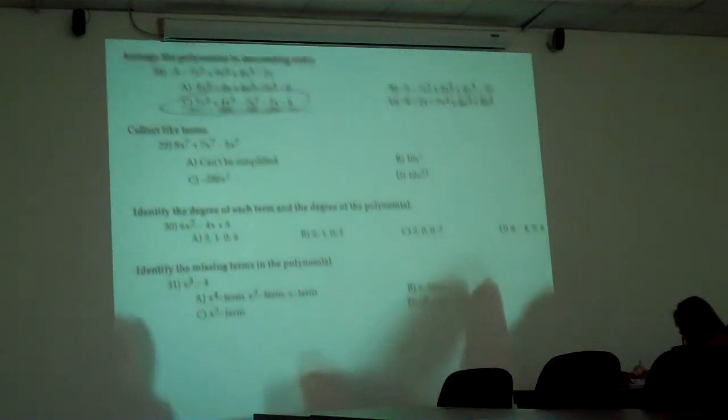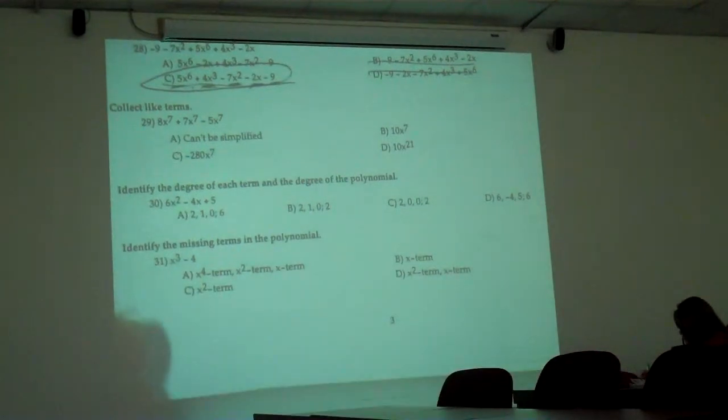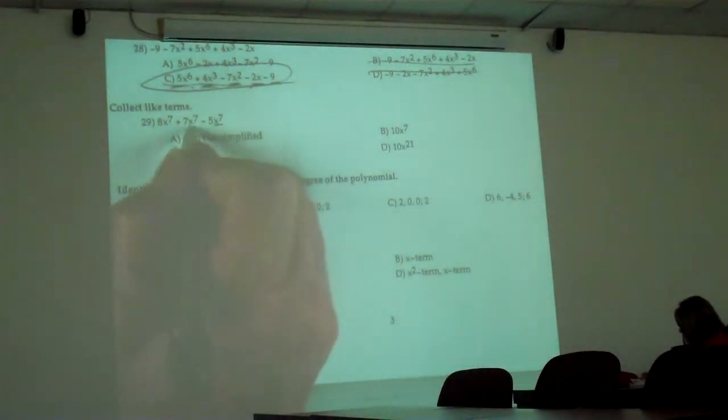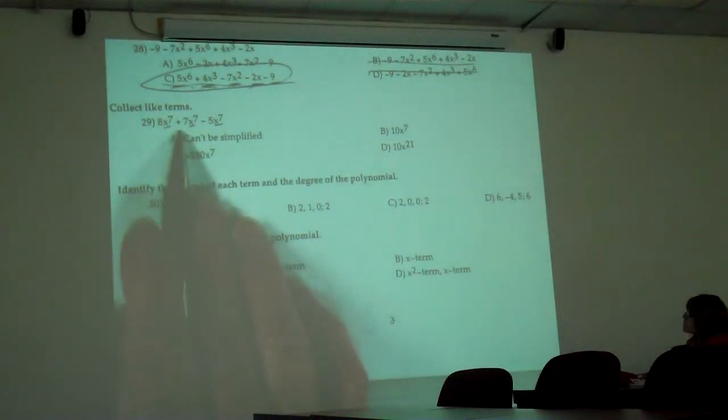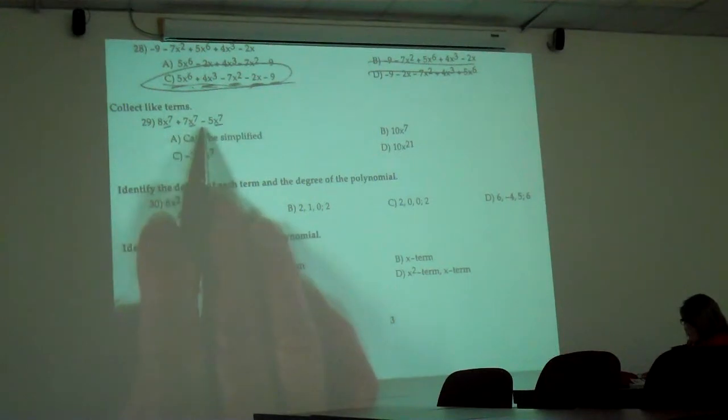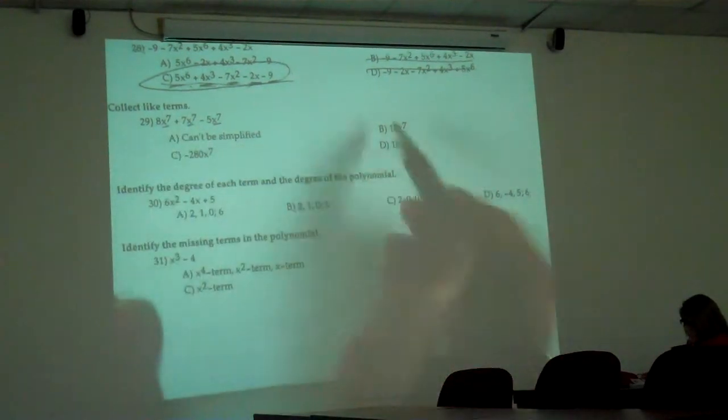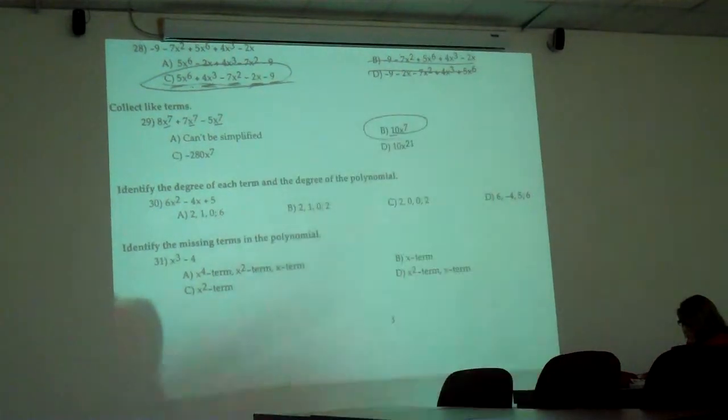Okay, the next one is collect like terms. They all have x to the 7th. So you add all the coefficients. 8 plus 7 is 15 minus 5. 8 plus 7, 15 minus 5 is 10. 10x to the 7th.